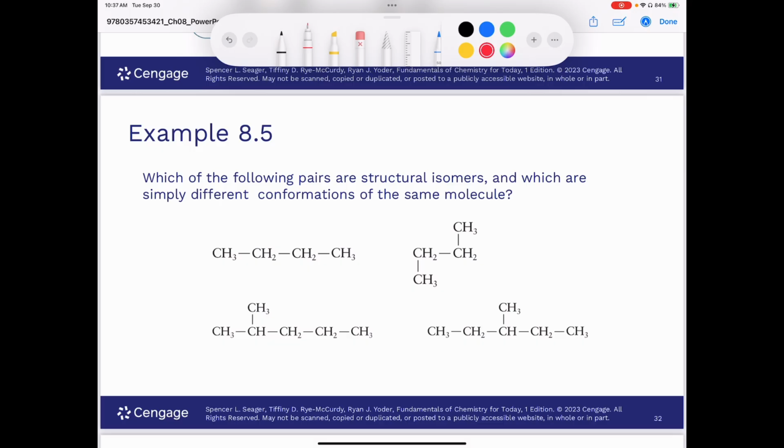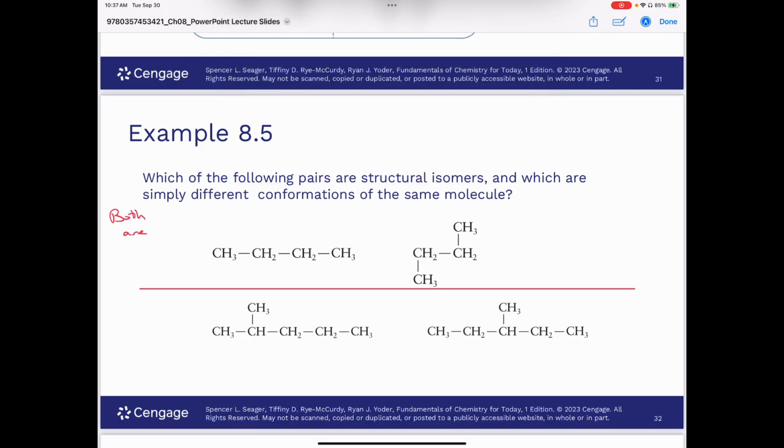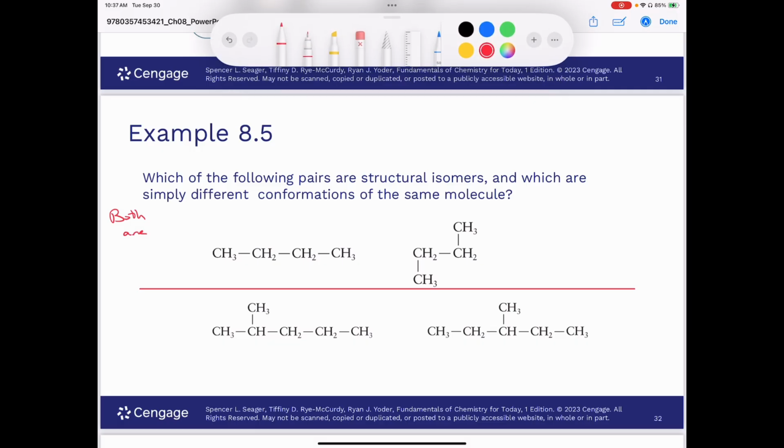All right, let's take a look at a problem that you should be able to do in this class. It says, which of the following pairs of compounds are structural isomers, which are completely different conformations of the same molecule? Well, they kind of broke it down here into two sections. So there's the two molecules on the top, and then there's the two molecules on the bottom. So the two molecules on the top, you can see that both are C4H10. So C4H10.